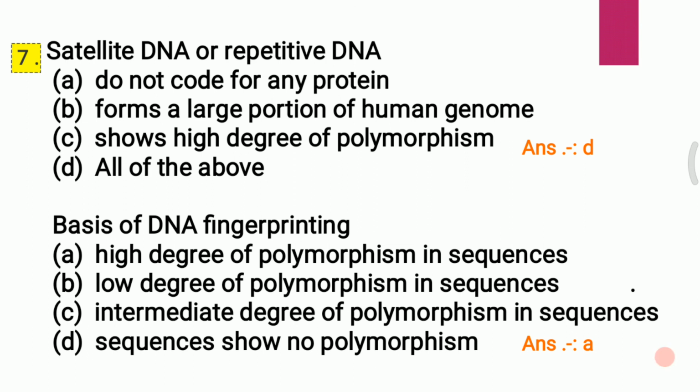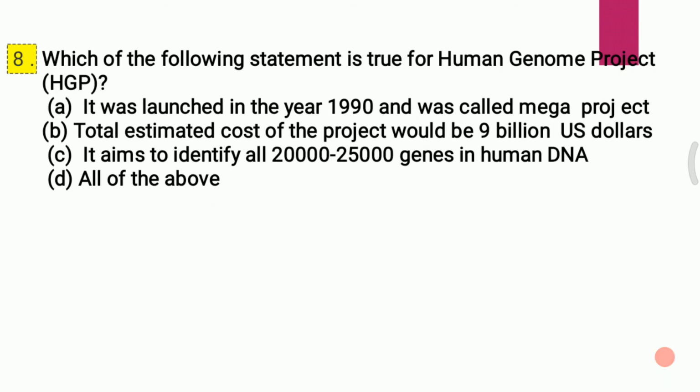Next question. Which of the following statements is true for the Human Genome Project? A. It was launched in the year 1990 and was called a Mega Project. B. Total estimated cost of the project would be 9 billion US dollars. C. It aims to identify all 20,000 genes in human DNA. D. All of the above. Which of the following statements is true for the Human Genome Project? And the correct answer is D, that is all of the above are correct.